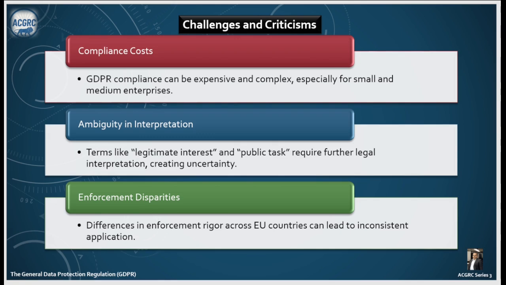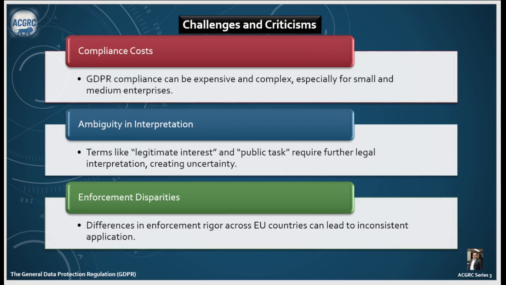The second challenge and criticism comes from ambiguity in interpretation. Terms like legitimate interest and public task require further legal interpretation, creating uncertainty. In simple language, ambiguity in interpretation means that some parts of the GDPR are not crystal clear and different people or companies might understand the same rule in a different way. In simple words, some GDPR rules can be confusing or open to more than one meaning.